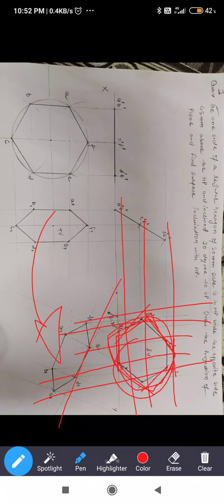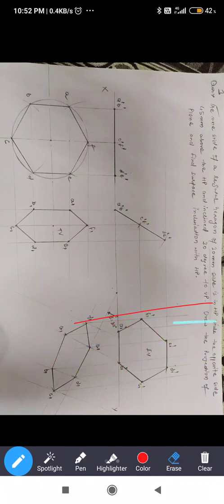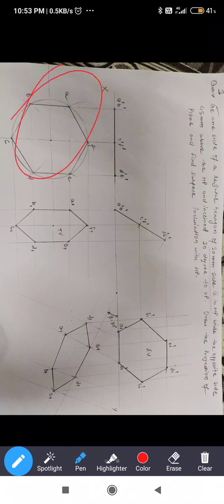So this is all about this question, a very simple question. The important thing is how to understand the question, and the first positioning is very important. So this all depends on how you read the question. We will meet in one more problem of projection of planes, and keep practicing this topic.